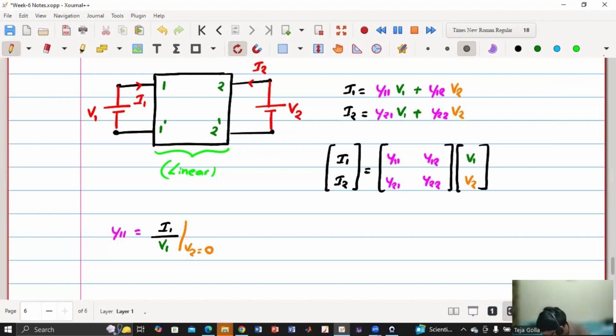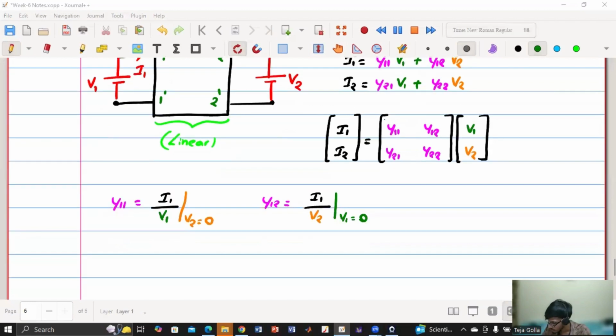Similarly, I can get Y12 as I1 by V2 when V1 is 0. Agree? I am just making one of them 0 and calculating the parameter value. So is that clear how we are doing? Yes, sir. Okay.